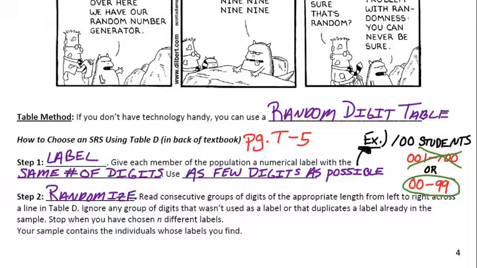Okay, step 2. Then you've got to randomize it. So here's how you do it. You read consecutive groups of digits of the appropriate length from left to right across a line in table D, whichever line it is. Ignore any groups of digits that weren't used as a label or that duplicate a label already in the sample. Then stop when you've chosen n different labels, whatever n is. Your sample contains the individuals whose labels you find. Okay, it's pretty simple. We're going to apply that too.